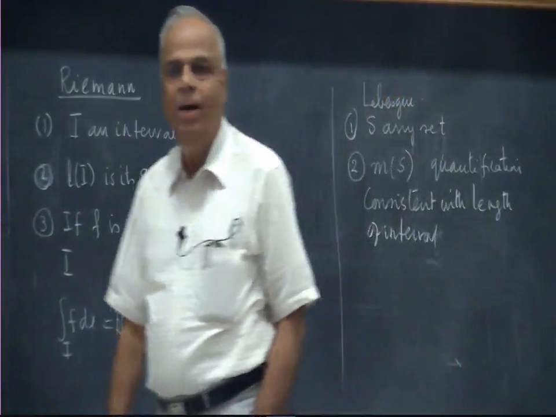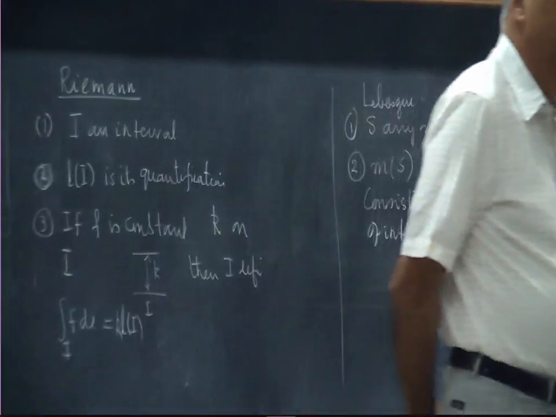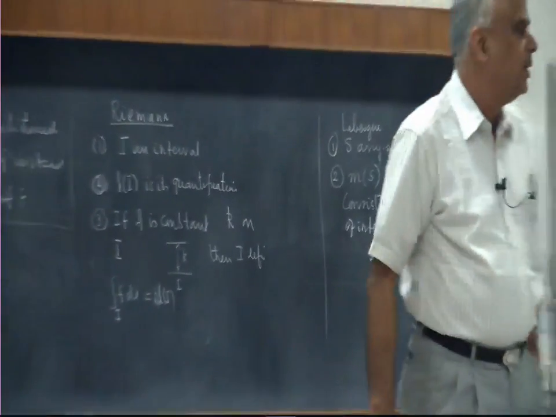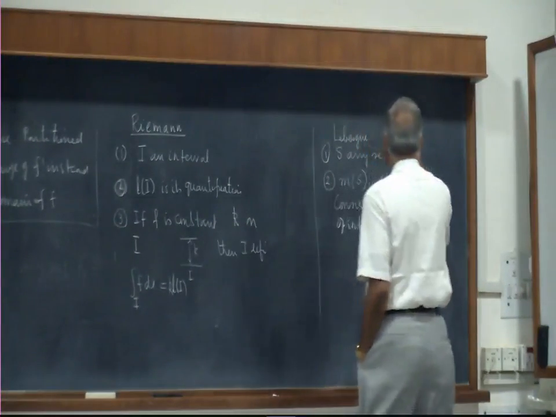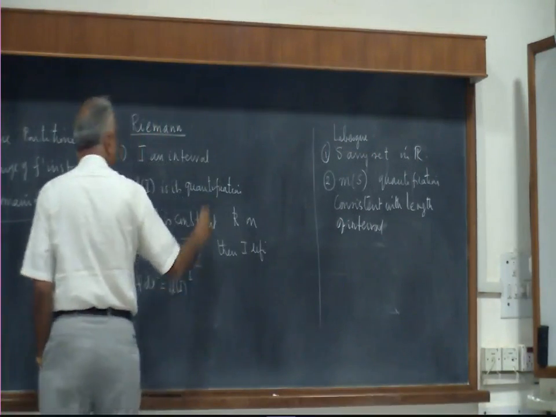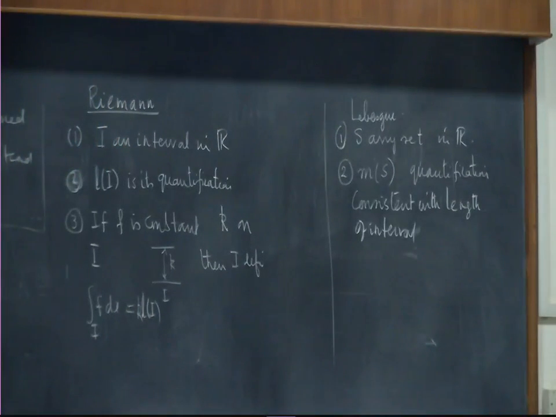With length of interval. Okay. And that's where Lebesgue scored over Riemann. He said, I can do whatever you do without changing what you did, but I am going to do new things also. At the same time, because of that consistency requirement, he had to put in certain restrictions on the type of sets that he would consider. Because this is any set in R. Okay. This is an interval in R. Okay.